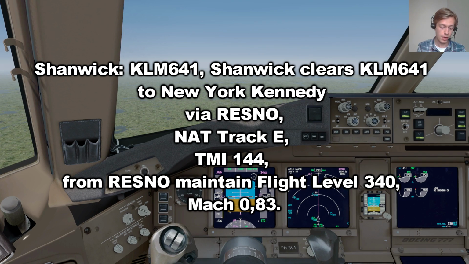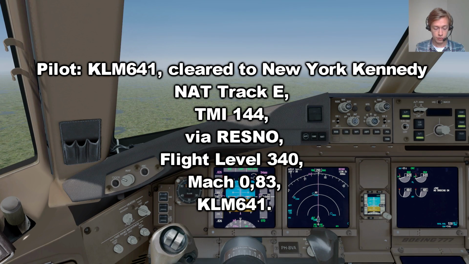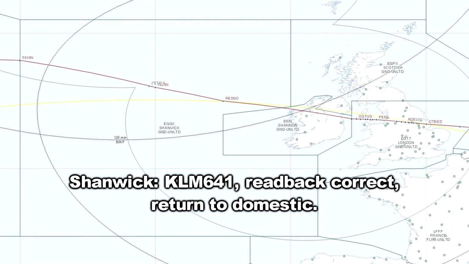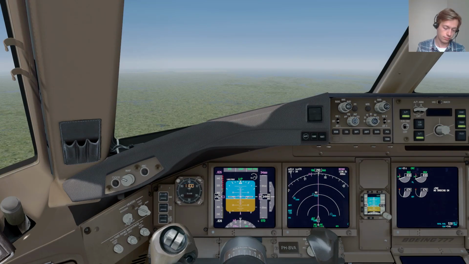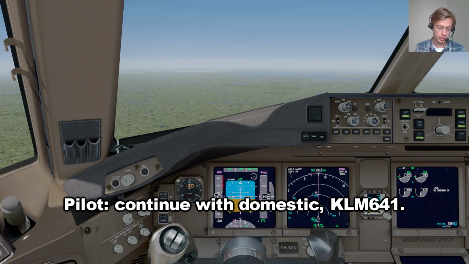Okay, and then you can reply. KLM 641, cleared to New York Kennedy via NAT Track Echo, TMI 144, via RESNO, flight level 340, Mach decimal 83, KLM 641. KLM 641, readback correct, return to domestic. Continue with domestic, KLM 641.